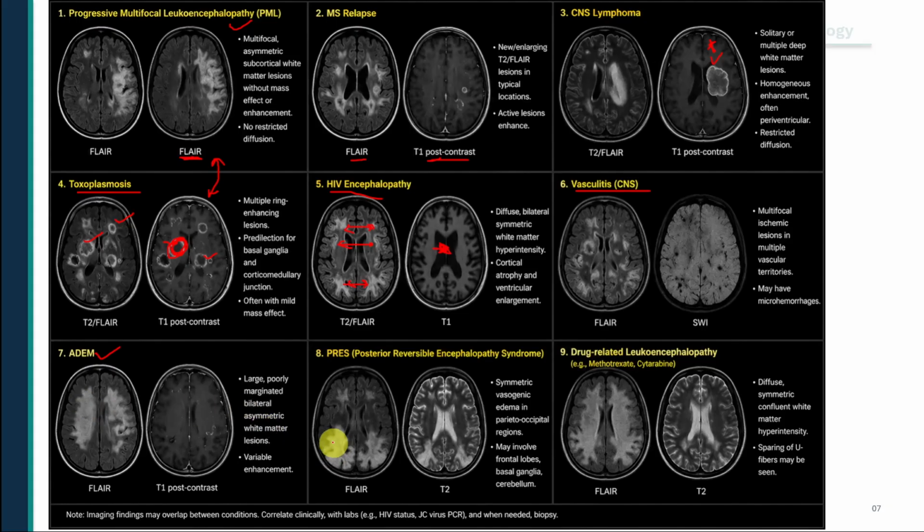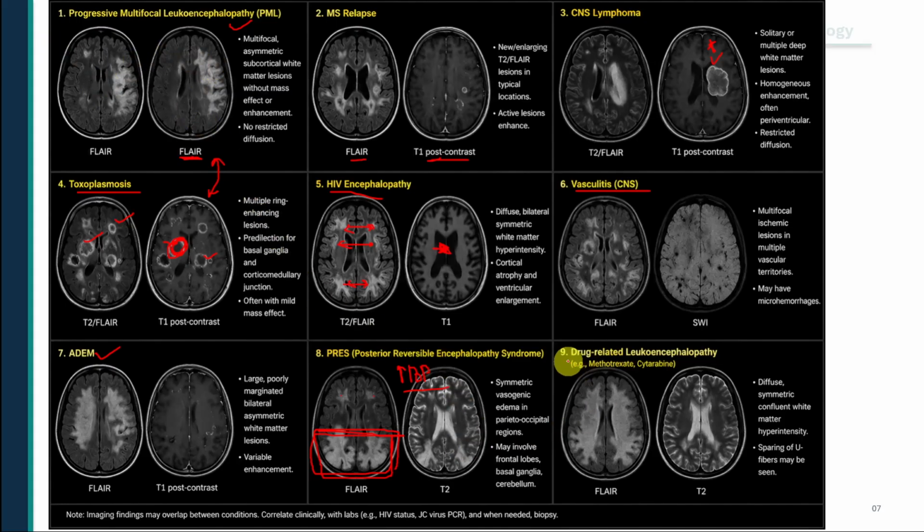PRES, posterior reversible encephalopathy syndrome, has a very recognizable pattern. It causes symmetric vasogenic oedema, usually in the parieto-occipital regions. It can also involve the frontal lobes, basal ganglia, cerebellum, or brainstem. The clinical setting is important: severe hypertension, eclampsia, renal failure, sepsis, or immunosuppressive drugs. The key word is vasogenic oedema, not demyelination. So PRES is often posterior and symmetric, while PML is usually asymmetric and multifocal.